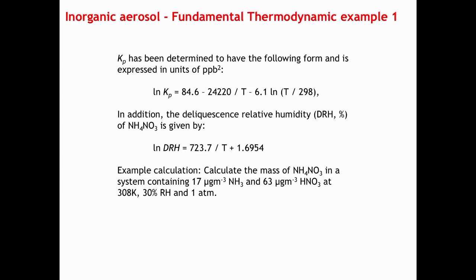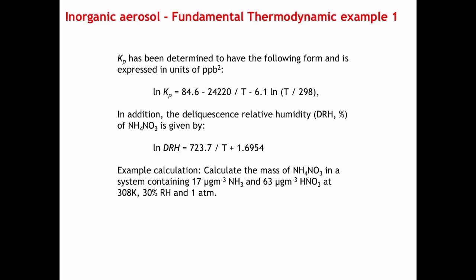Anyone come up with an answer? Okay. So what does that say? That deliquescence relative humidity is 57.1 percent. Okay? So 57.1%. What does the question say? 308K and 30%. So does the equilibrium relationship apply? Yes, because there'll be no water.